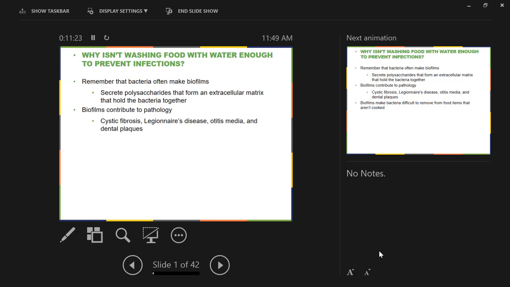And so we left off here: cystic fibrosis, lung disease, Legionnaire's disease, a type of pneumonia that goes along with an infection with Legionella, otitis media, which is a middle ear infection, one of the most common types of ear infections, and then dental plaques. These are illnesses where the pathology itself is a result of the biofilm and not necessarily secretions from the bacteria.